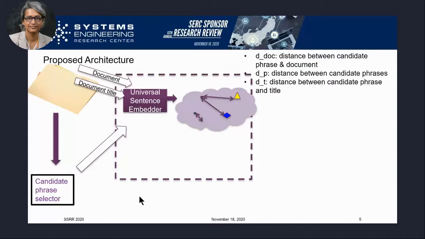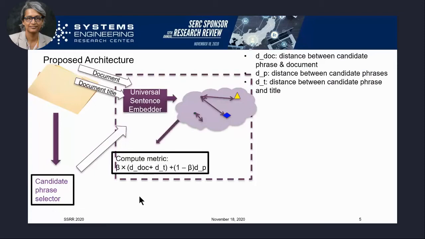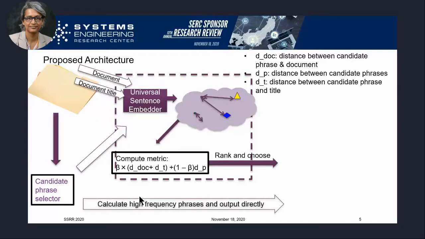And then DT represents the distance between the candidate phrase and the title, and that's again the relevance factor. Then we use all of this to compute this metric, which is beta times DDoc plus DT plus 1 minus beta times DP. So beta is our parameter that trades off the similarity between key phrases with the relevance. Then using that metric, which we will calculate for every candidate phrase, we will rank and choose the highest n number, which you will specify. If I want 10 key phrases from this document, then you just choose 10 of those.